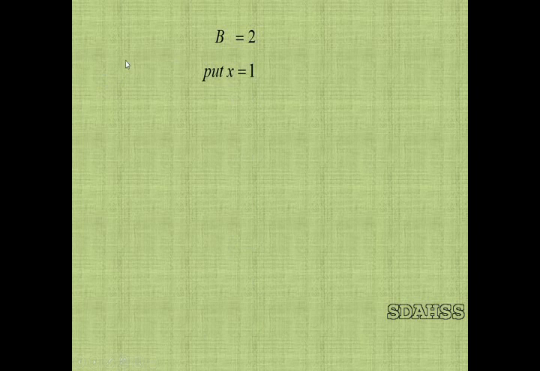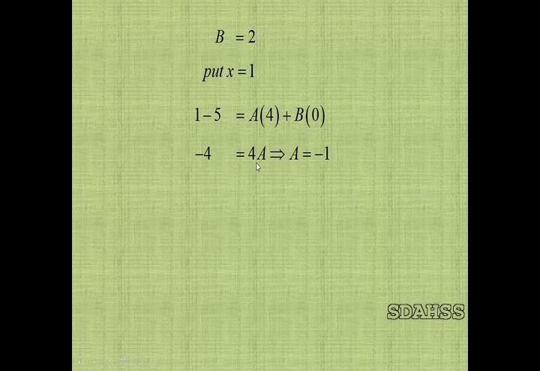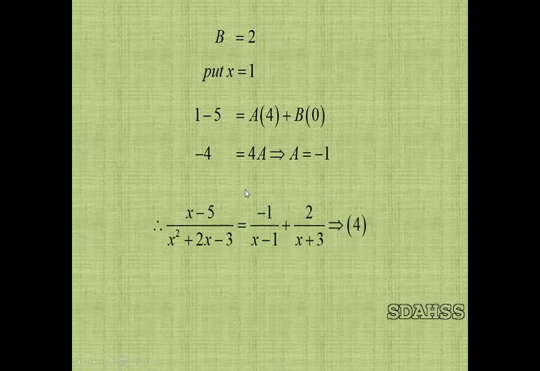Now put x is equal to 1 in the third equation. So you have 1 minus 5 is equal to a into 4 plus b into 0. Now the b term vanishes. 1 minus 5 means minus 4 is equal to 4a. So a is equal to minus 1.